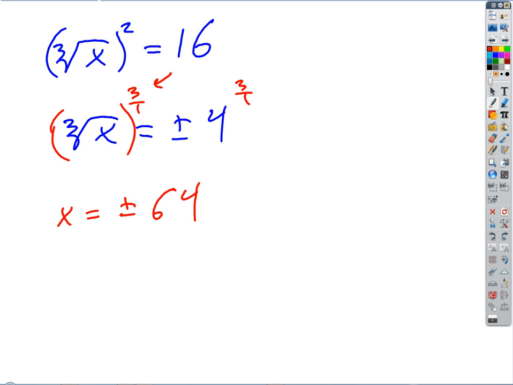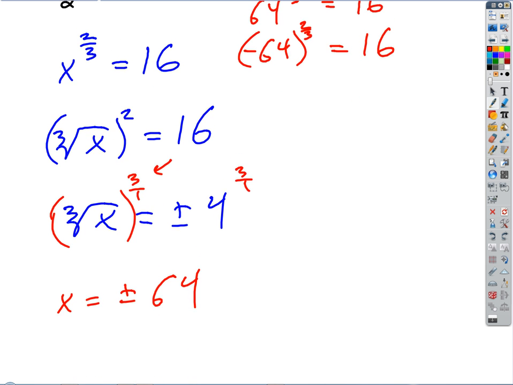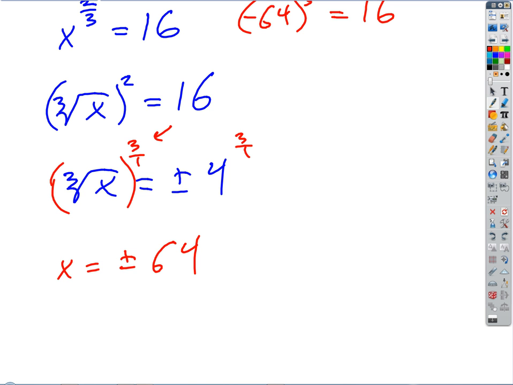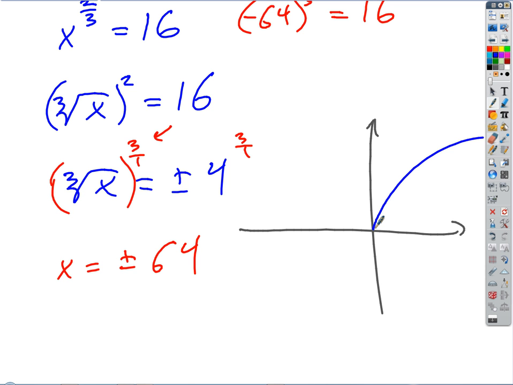Because if you graph this function right here, x to the 2/3, what does x to the 2/3 look like? If you graph it, it just looks like this, right? And if I intersect that with the horizontal line 16, look at that, I get 2 intersections, right? What if you had 2 evens, like the even square? Well, you never would because 2 evens would always reduce, right?